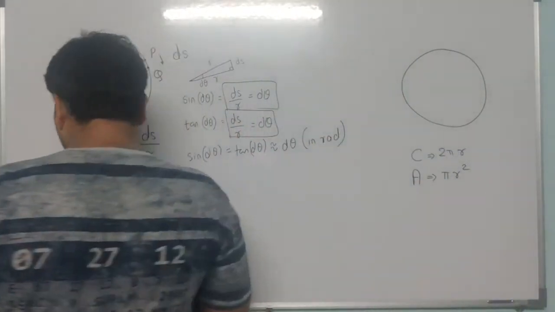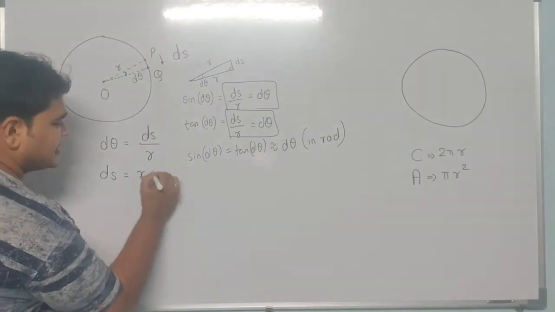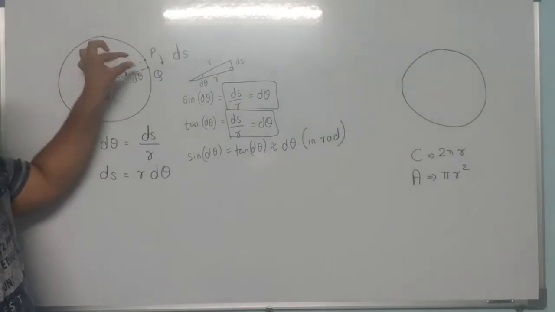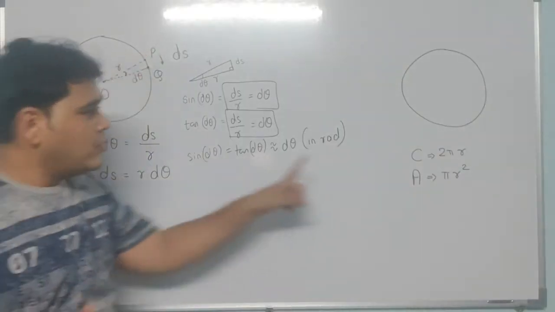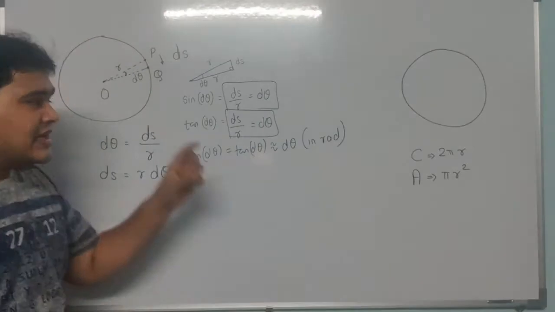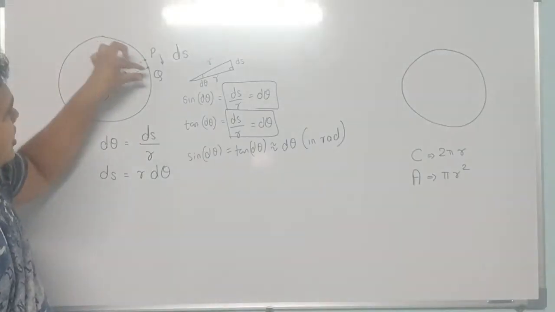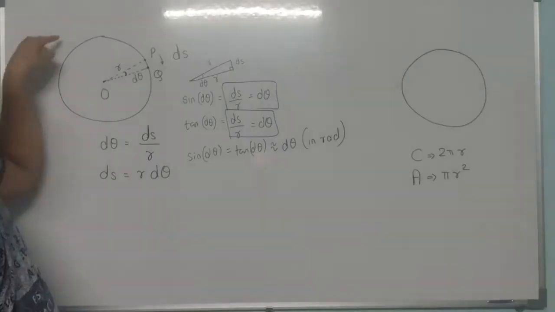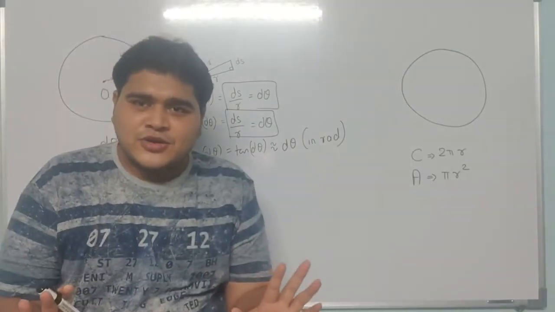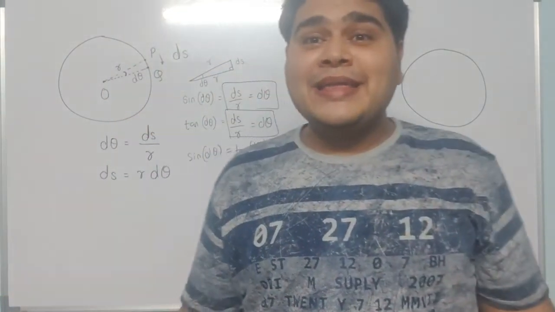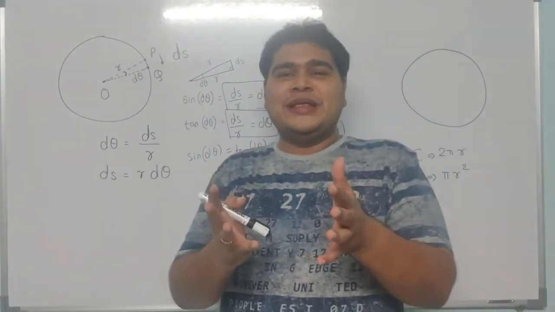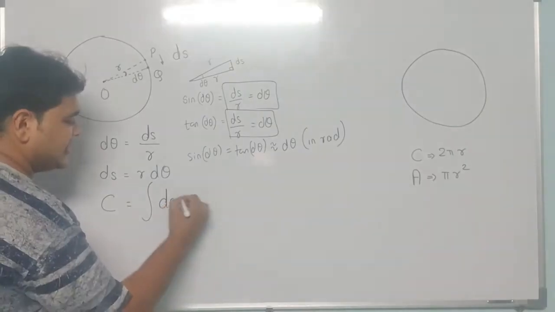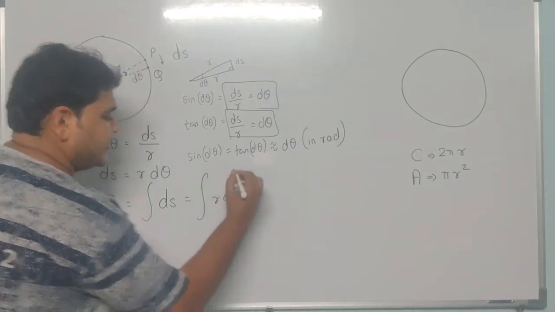Correct? So now can I write ds as r times d theta? Now, ds is a small length of arc. I want the circumference. Can I say circumference is the addition of all the small arcs such that it starts from a point and ends on the same point? Correct or not? Which means I have to do integration, guys. Yes, I have to do integration. Which means the circumference is going to be integration of ds, which means integration of r d theta.